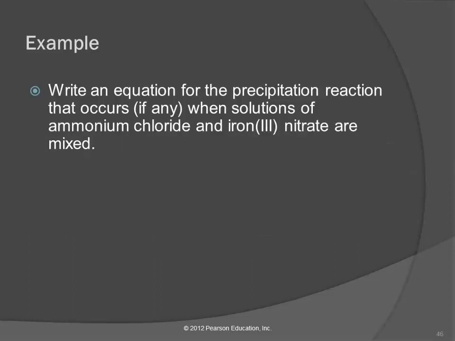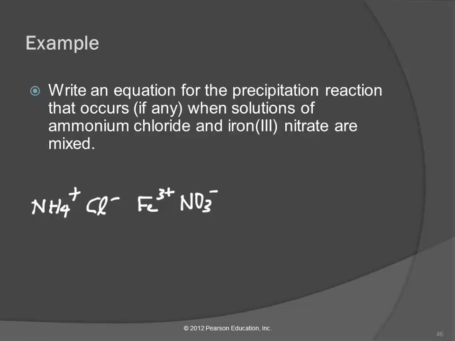Let's do another one. Write an equation when solutions of ammonium chloride and iron 3 nitrate are mixed. So ammonium chloride. Ammonium is that funny polyatomic cation, NH4+. And chloride is Cl-. We know that from the periodic table that it has a -1 charge. Iron 3 is Fe3+, and nitrate we memorize, and that's NO3-.